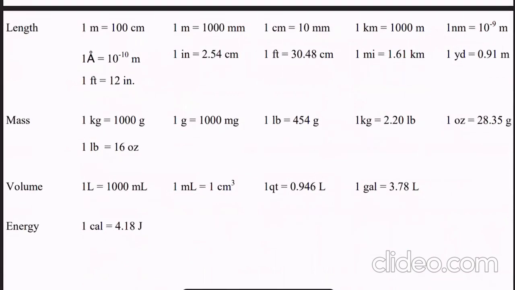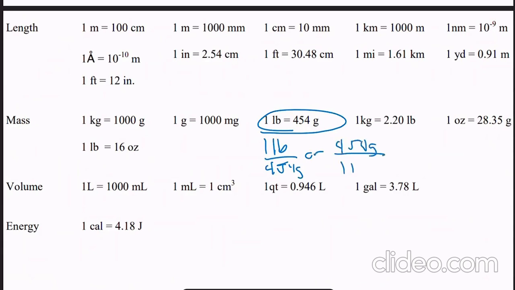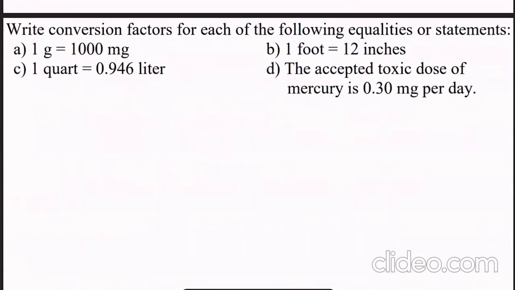In the front of your guys' textbook, you'll see this page here. It gives you a bunch of definitions that can all be used to turn into a conversion factor, right? If I'm looking at this, I can write 1 pound over 454 grams, or I can write it as 454 grams over 1 pound. Right? So here, examples of definitions. I wanted to take a look at D. D is also a definition.